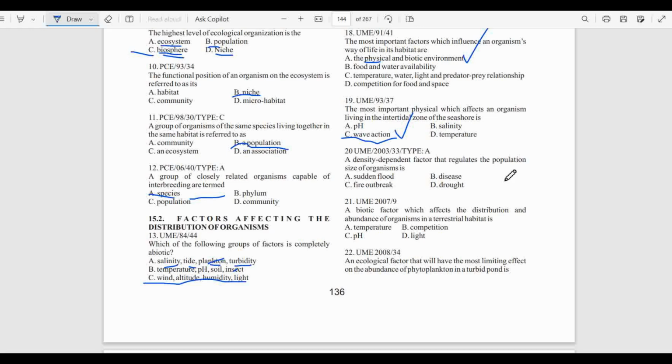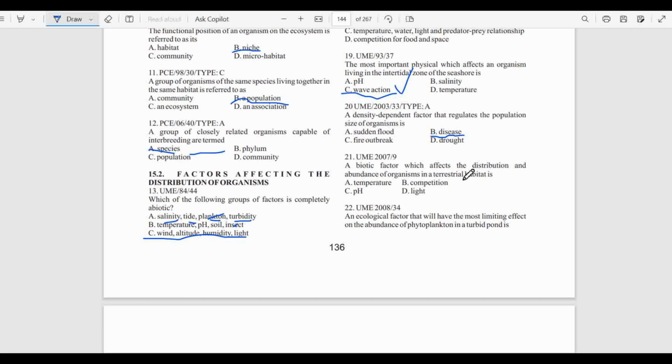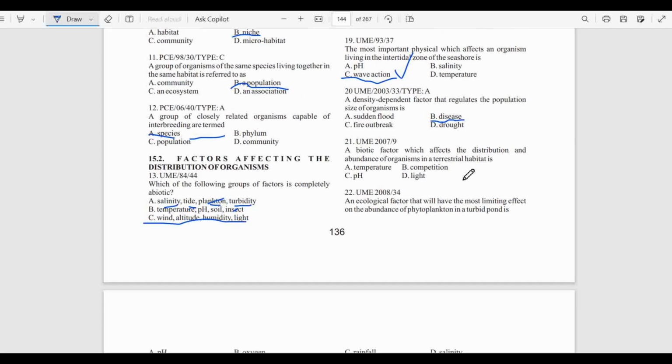A density dependent factor that regulates the population size of an organism would be: A, you have sudden flood, B, you have disease, C, you have fire outbreak, and D, you have drought. So the right answer in this case would be option B. I'll go for option B, which is diseases. Okay, so others will not affect the size of the organism population.